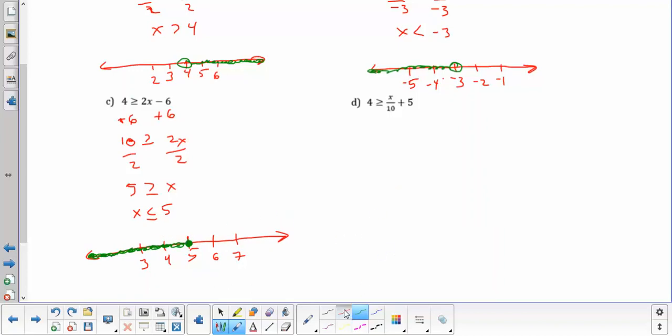Okay, and try this last one real quick. 4 is greater than or equal to x divided by 10 plus 5. So once again, let's get this 5, move it out of the way.